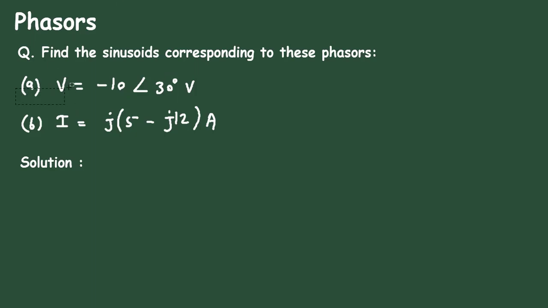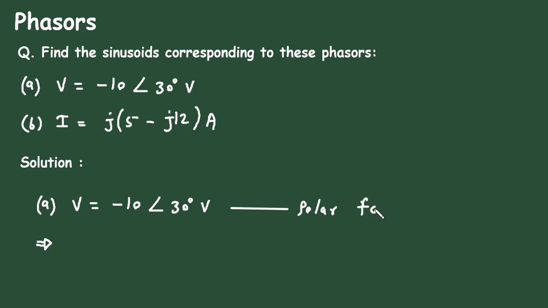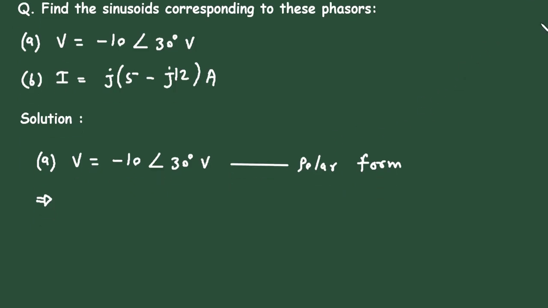So first of all, let's solve the first phasor. Let's write it here. Now the solution for this: it is in polar form. We have to find the sinusoids corresponding to these phasors. So we have to find v of t, and this will be, here the value of amplitude is minus 10. So this will be minus 10 as it is, then cos omega t plus 30 degree. Now here we can see it is minus, so we need to convert this minus to plus.